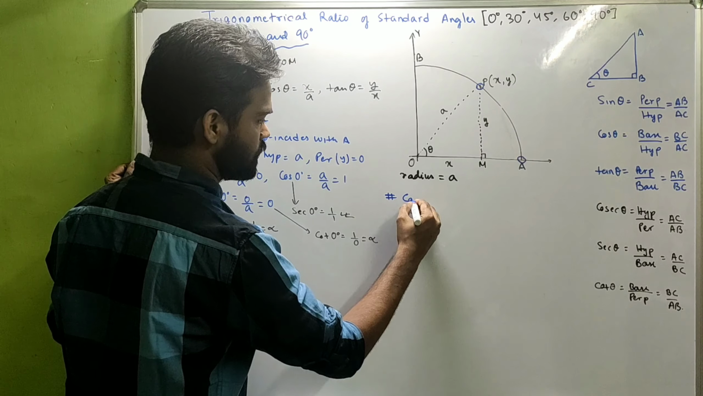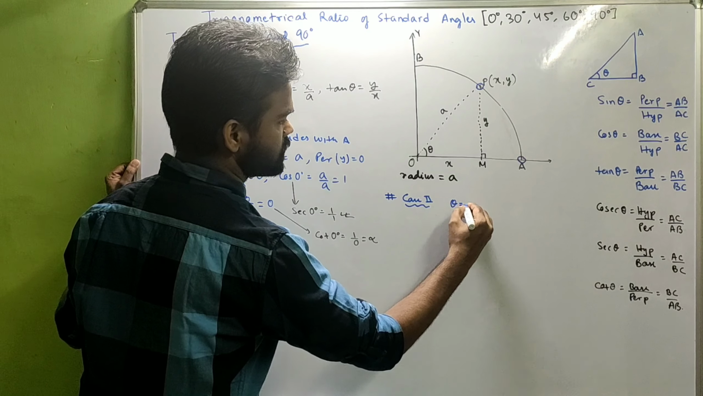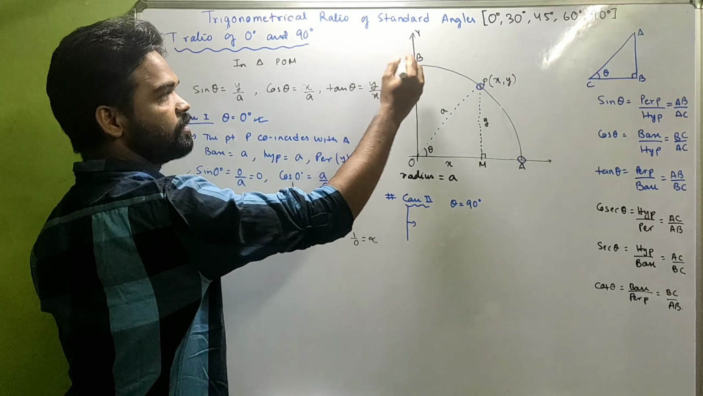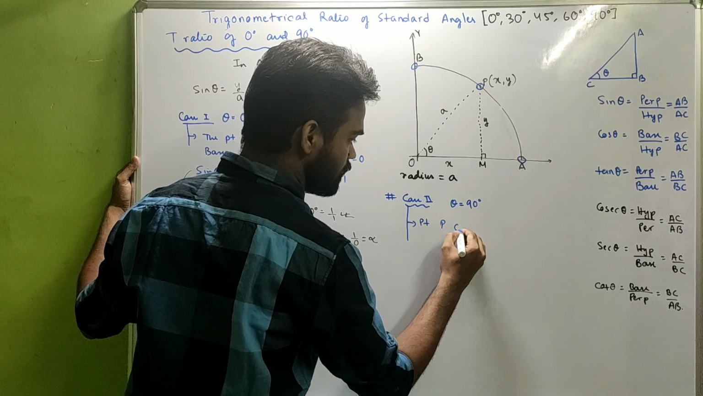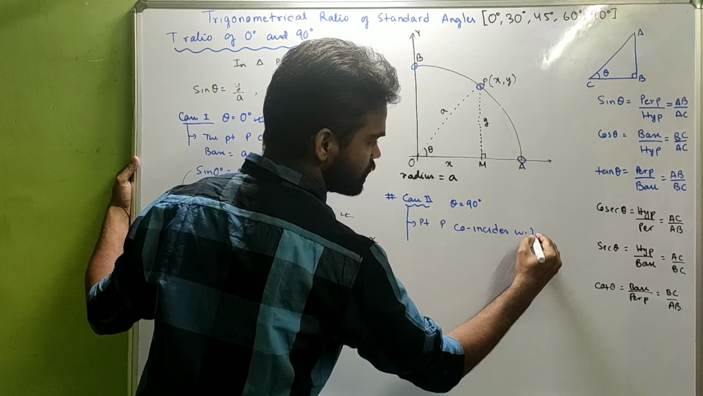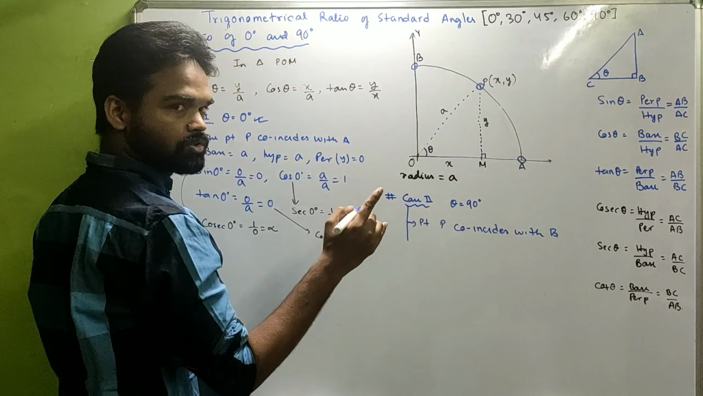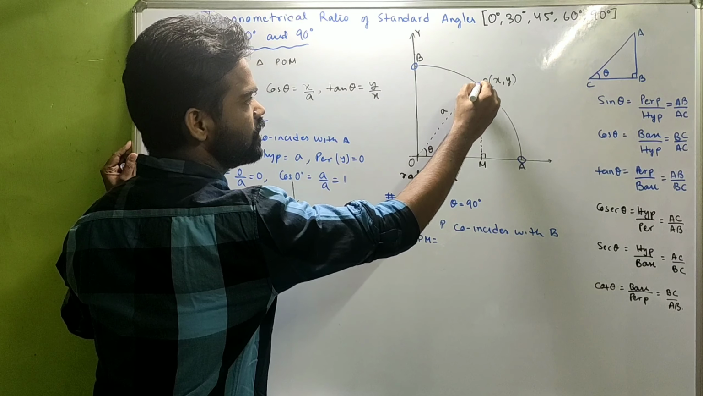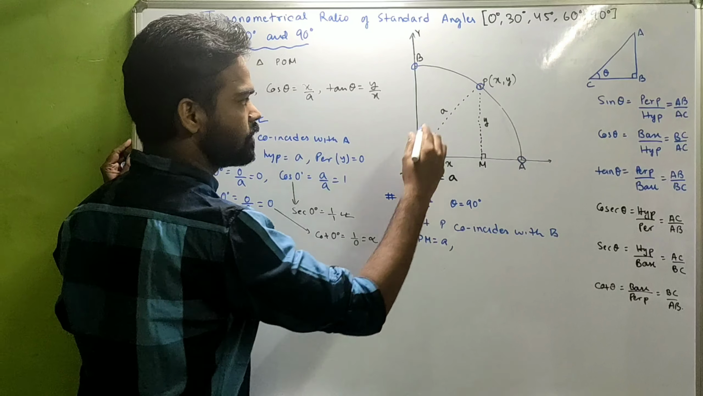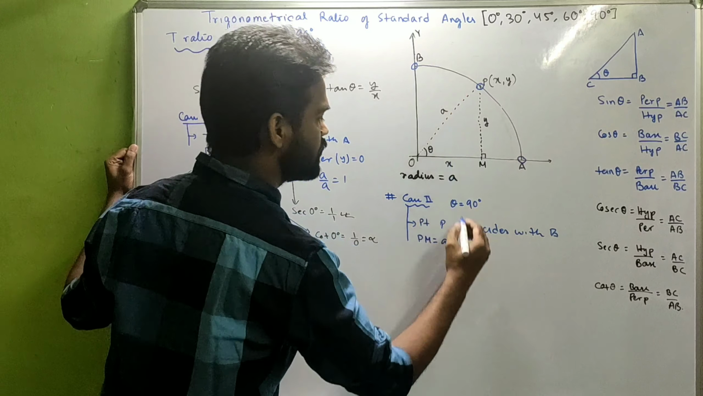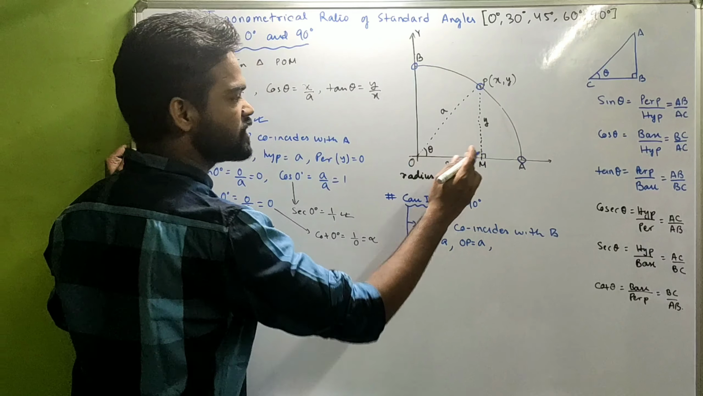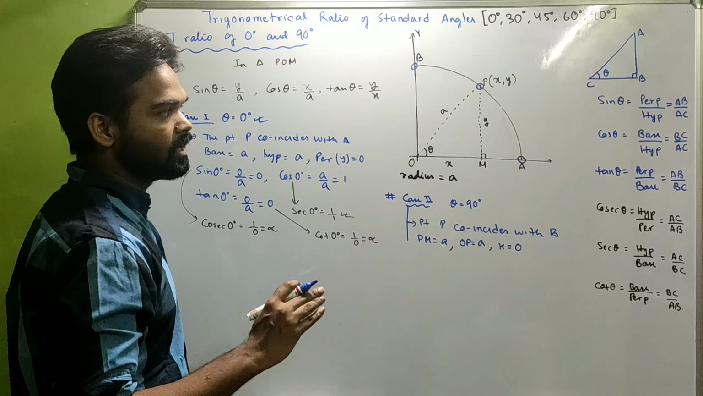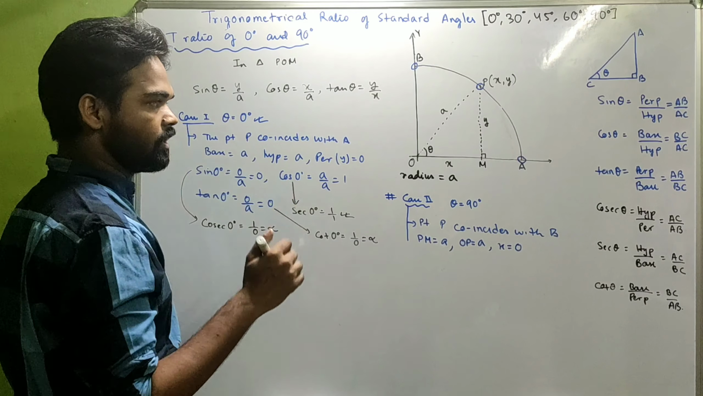Now let us see at 90 degree, case 2, when theta is 90 degree. If you look carefully, point P will coincide with B. And when this happens, don't you think that the perpendicular PM will actually become the radius? The hypotenuse is still the radius, that's OP will be A only, but the base will vanish when theta is 90 degree. Am I clear?